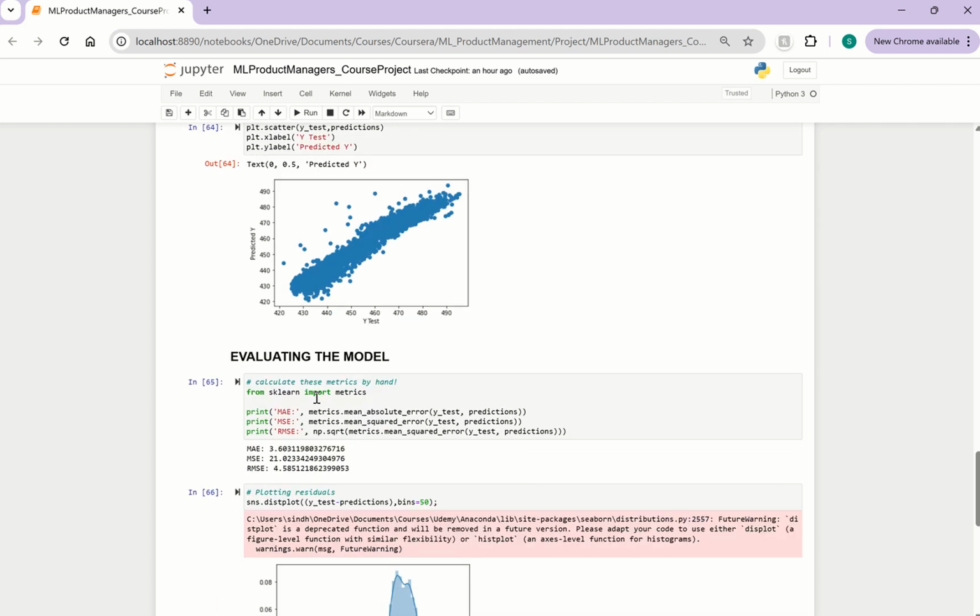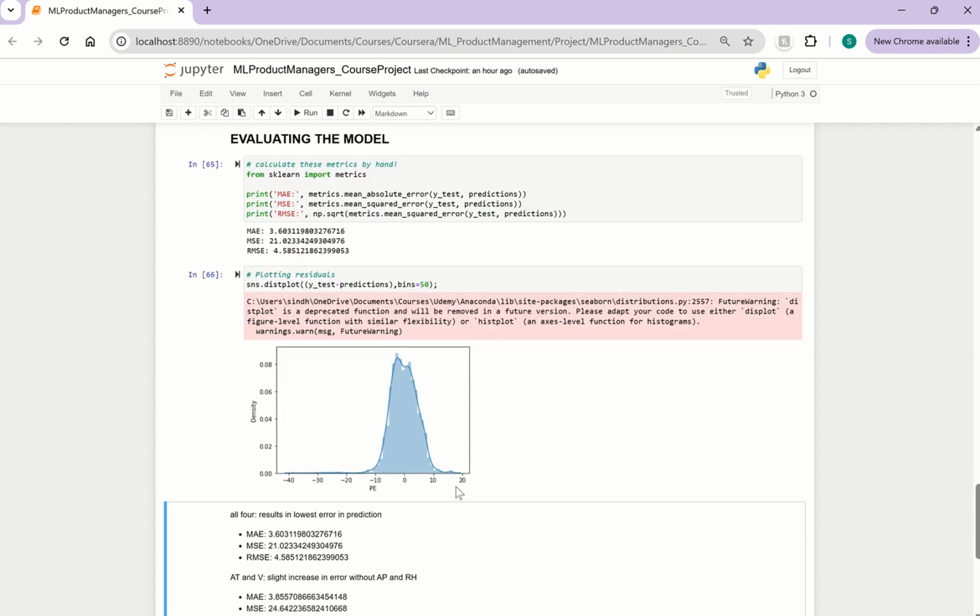Now, in order to evaluate the model, I looked at the mean absolute error, mean squared error, and root mean squared error, and found that the mean absolute error is around 3.6, mean squared error is around 21.0, and root mean squared error is around 4.5.